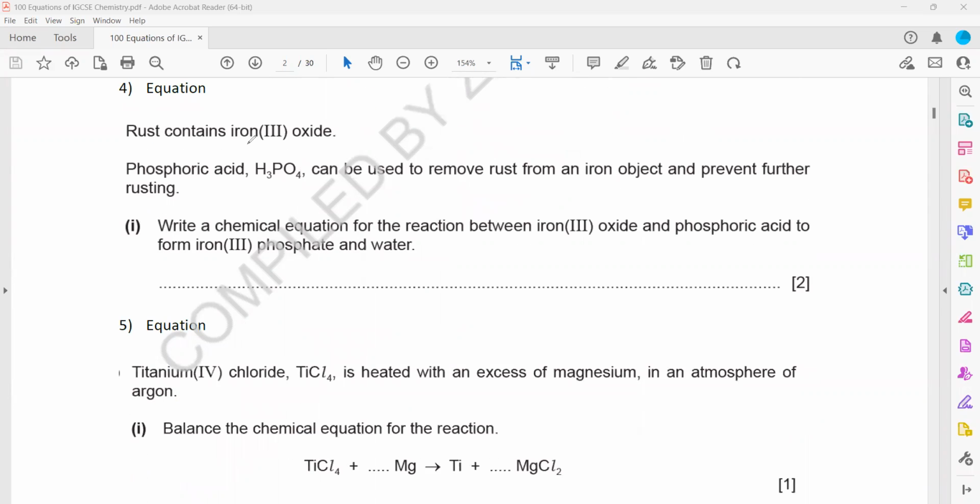Question 4. Rust contains iron(III) oxide. Phosphoric acid, H3PO4, can be used to remove the rust from iron objects and prevent further rusting. Write a chemical equation for the reaction between iron(III) oxide and phosphoric acid. So it will form iron phosphate plus water. Yes. But we have to write the chemical equation. So first, what are the reactants? So first, iron(III) oxide, you have to write the correct formula.